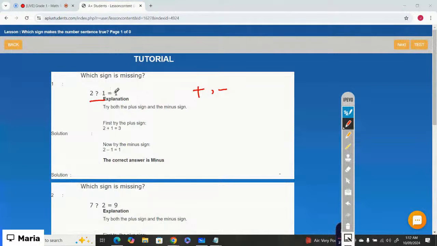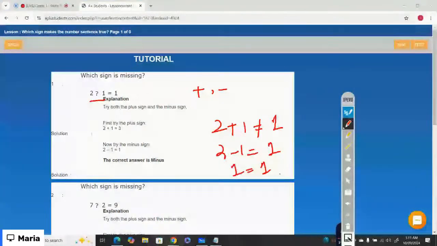So if you put the addition sign, 2 plus 1, no, when you add, 2 plus 1 is 3, right? 3 is not equal to 1. So let's test, see if you can subtract. 2 take away 1 is 1, so they are equal, right? That is 2 take away 1 equals 1. Got it? So the sign you put here is the subtraction, minus sign.